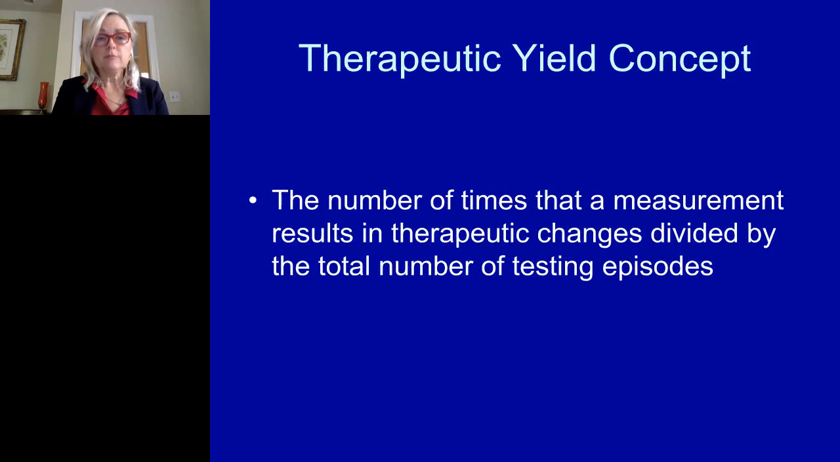So there's a concept called therapeutic yield. Now, in this case, a serum HCG is more expensive and takes more time than a urine HCG. But one way to look at this is how many times do you have to do a test, and how many times does that measured result in therapeutic changes? And you divide that by the total number of times you do tests. And this is a utilization metric.